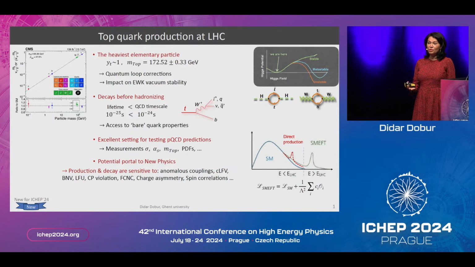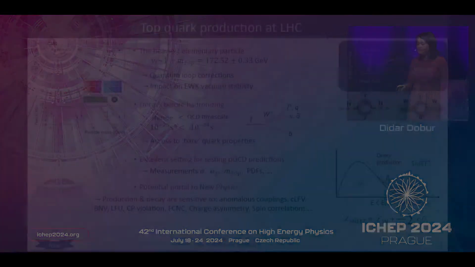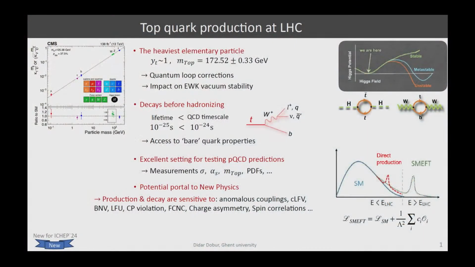Its mass is an important parameter of the standard model as it enters through the loop corrections to Higgs mass and the W mass. And it has an impact on the stability of the electroweak vacuum through these quantum corrections. It's the only quark that decays before hadronizing, giving us the possibility to access its bare quark properties. And top quark processes at LHC provide an excellent setting for testing perturbative QCD predictions.